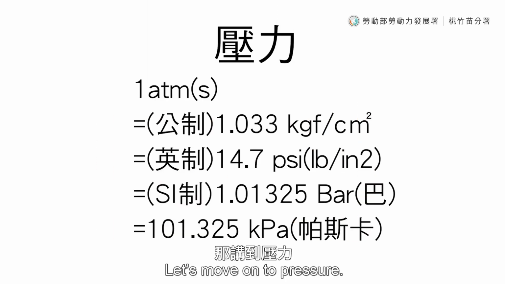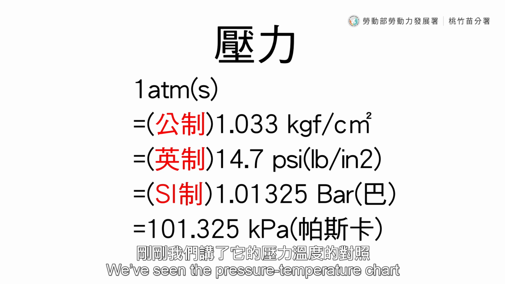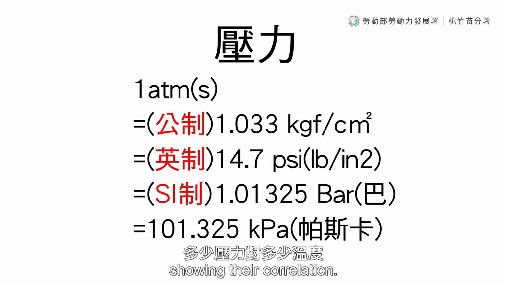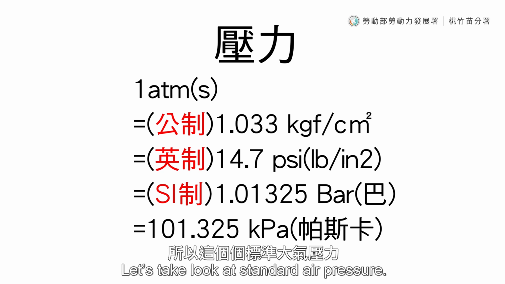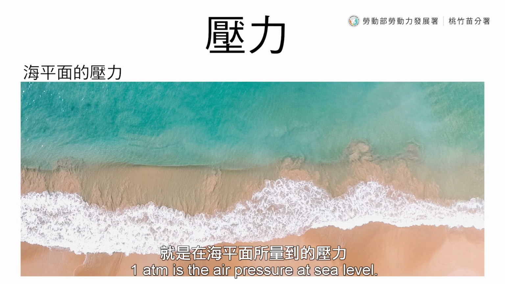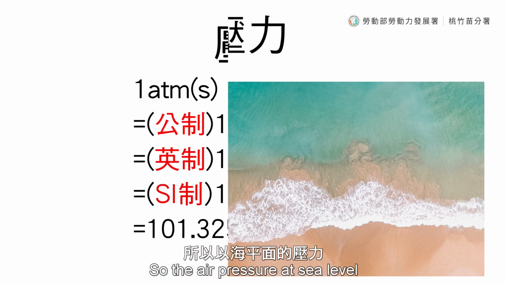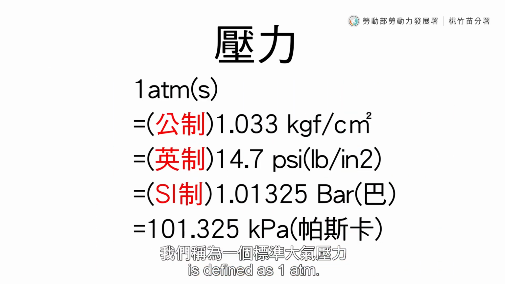Let's move on to pressure. There are the metric, imperial, and SI systems. We've seen the pressure temperature chart showing their correlation. Let's take a look at standard air pressure. What does ATM mean? 1 atm is the air pressure at sea level. It's different in the mountains, where the pressure is lower. So the air pressure at sea level is defined as 1 atm.